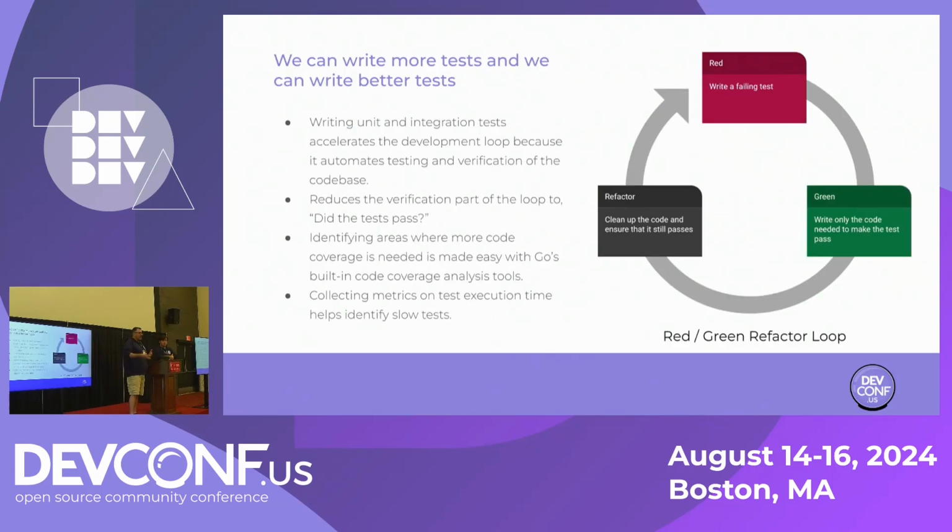So with these things, we can write more tests and we can write better tests. And by having more and more tests, we can accelerate our development loop, because now the verification phase just becomes, did the test pass? Yes? No? And we can also identify areas where maybe we don't have good test coverage, so we know what that looks like. And then lastly, we collect numbers on how long all of our tests take to run.